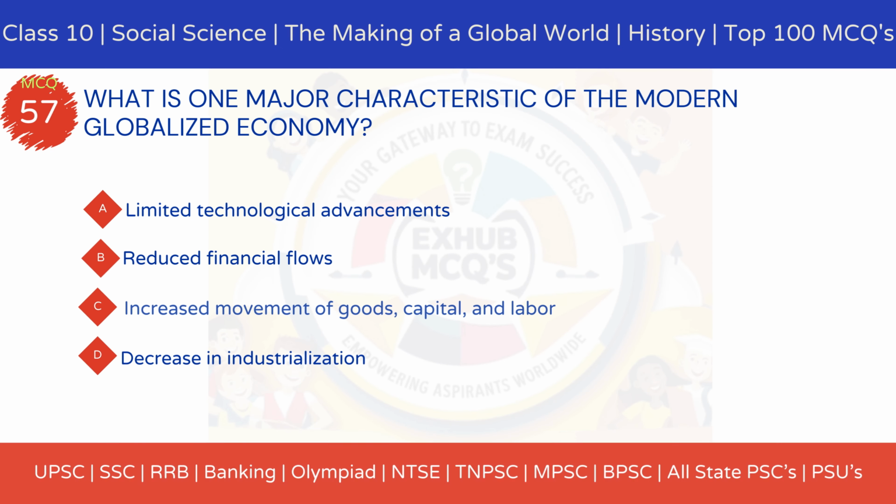MCQ 57. What is one major characteristic of the modern globalized economy? Option A, limited technological advancements. Option B, reduced financial flows. Option C, increased movement of goods, capital, and labor. Option D, decrease in industrialization.